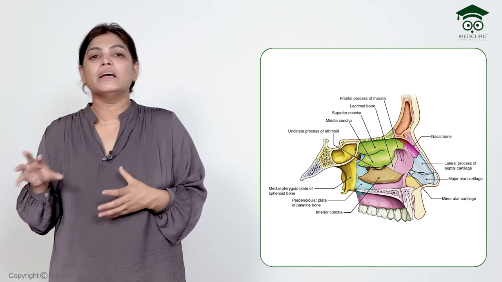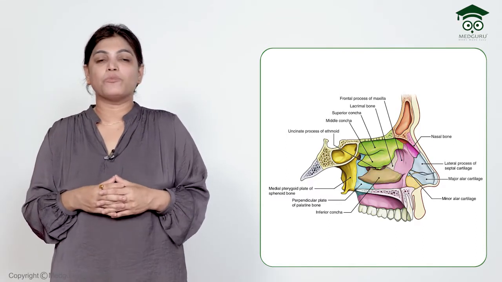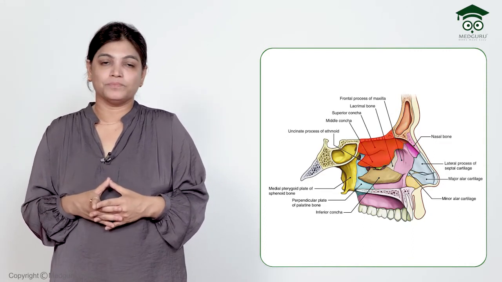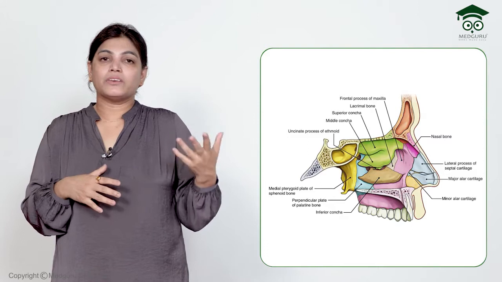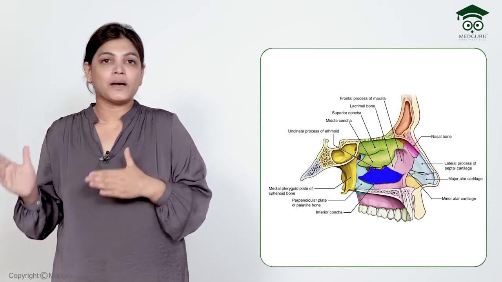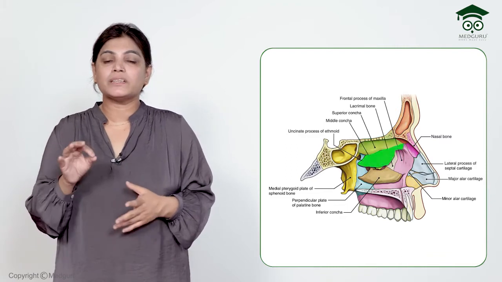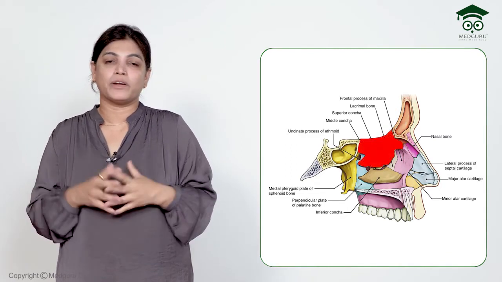In this category, the inferior turbinate is a separate bone and the superior and middle are actually part of the ethmoid bone. Once again, there are three turbinates. Inferior turbinate is a separate bone. Just dot out this point, and the middle and superior turbinates are part of ethmoid bone.